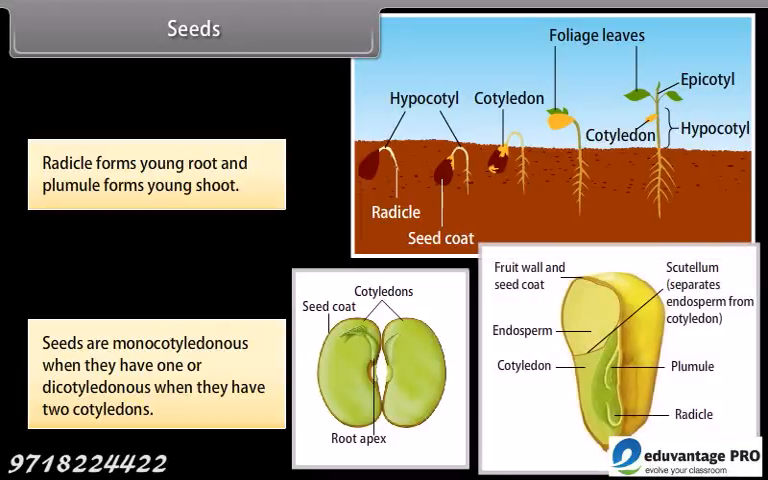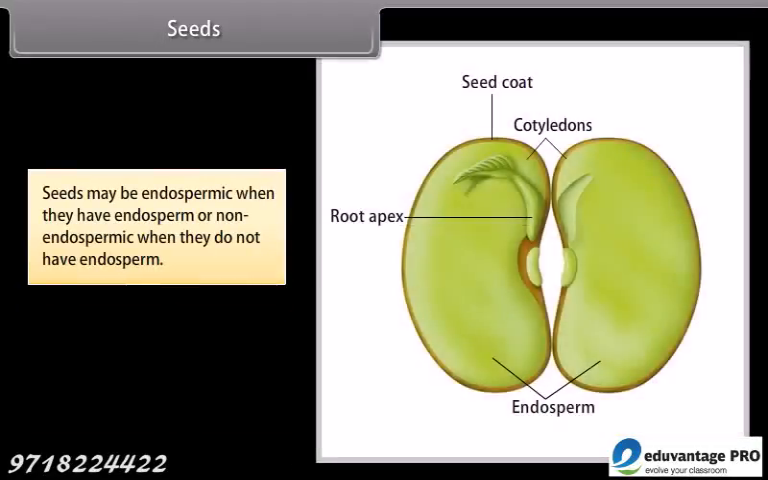Seeds are monocotyledonous when they have one, or dicotyledonous when they have two cotyledons. Seeds may be endospermic when they have endosperm, or non-endospermic when they do not have endosperm.